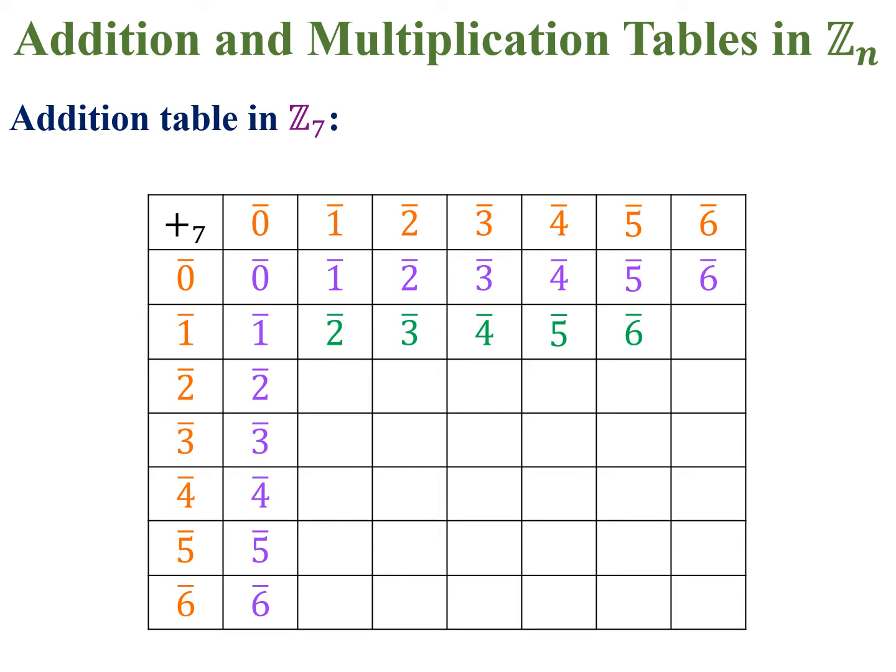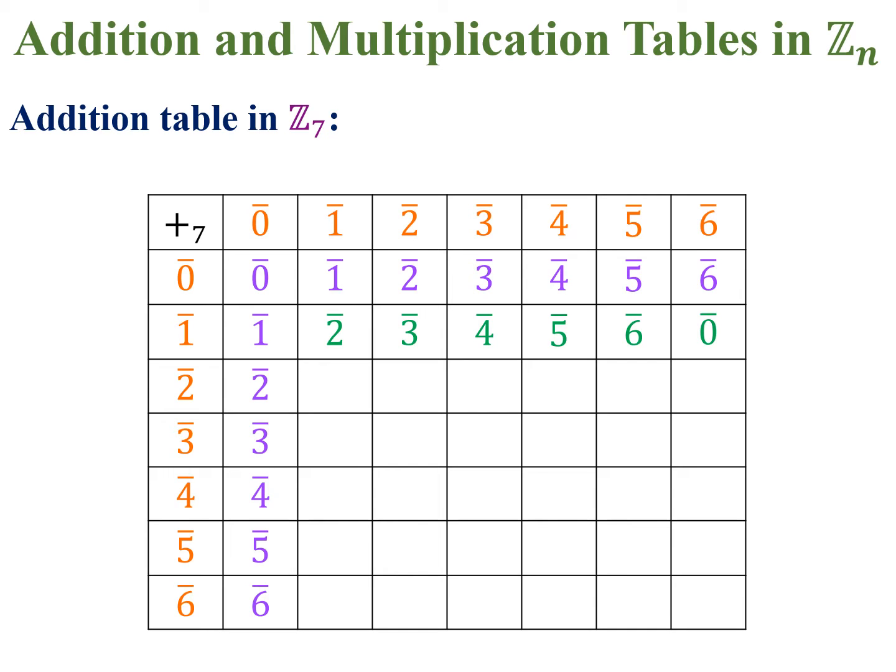So what do we have to do? You have to find the class in Z7 to which it is congruent. 1 plus 6 is 7. You have to divide that 7 by 7 and find the remainder. When we divide 7 by 7, we will get the remainder 0. So this addition will be the class of 0. See, how can you get this 0? You have to just add 1 and 6. You will get 7, which is not present in Z7. So you have to divide 7 by 7 and find the remainder. When we divide 7 by 7, we will get the remainder 0, and so this cell contains class of 0.